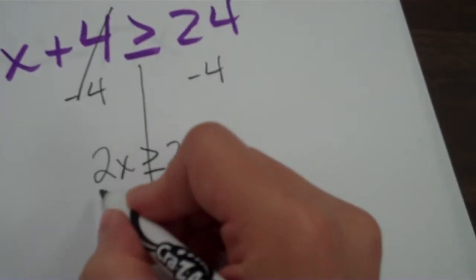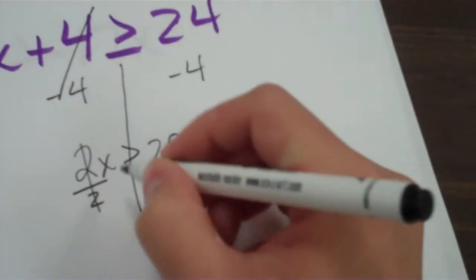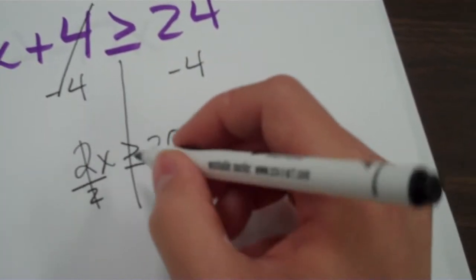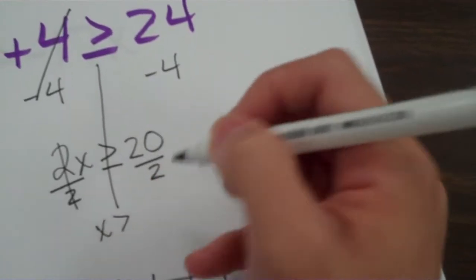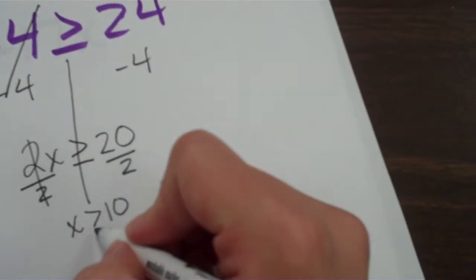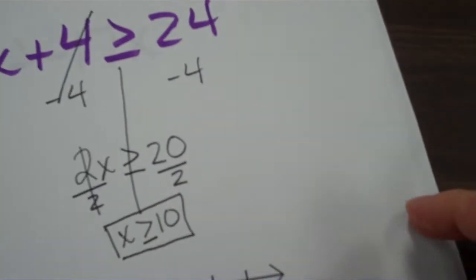Okay, and then I divide by 2. This should be very familiar. Do I flip the sign? The answer is no, because the best friend is positive, so the sign stays the same. And 20 divided by 2 is 10. Don't forget your line. Okay, so this is what we are used to doing.